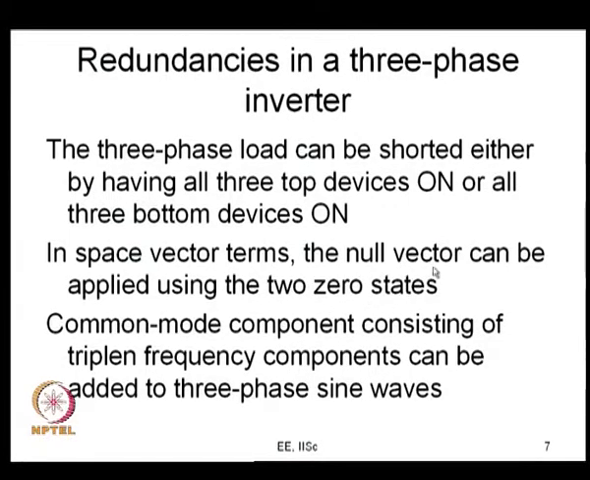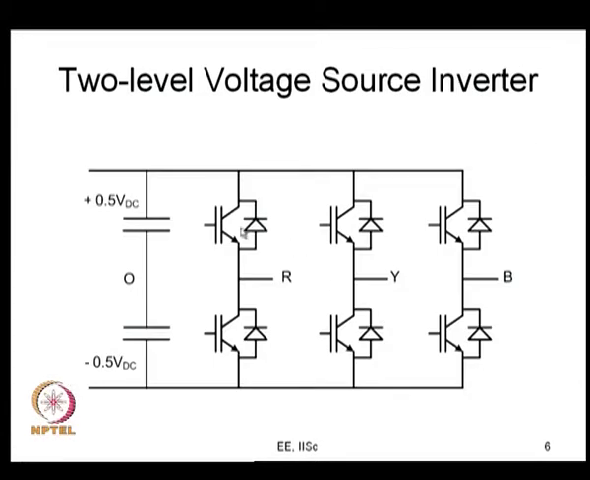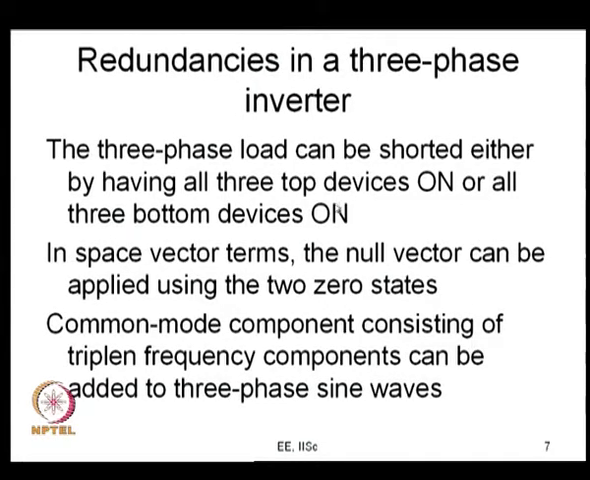So, this null vector can be applied using 2 different states, that is one state is where all the top devices are on and the other state is where all the bottom devices are on. So, essentially these are equivalent statements. I am just saying that you can short the load by keeping all the top devices on or the bottom devices on. So, this corresponds to one state, this corresponds to another state, they are called 0 states.